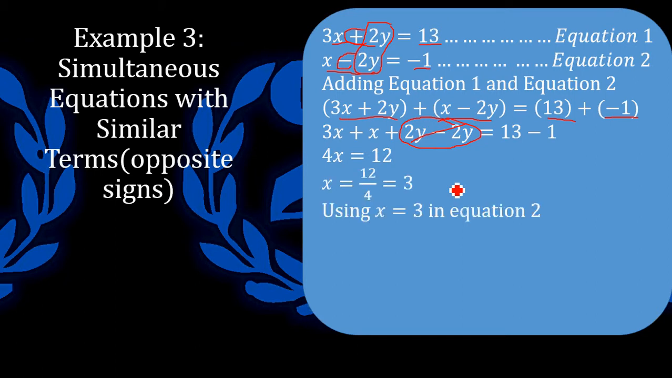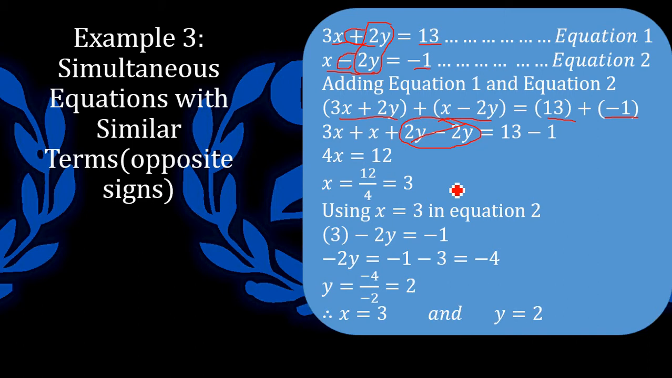Now I use this value of x equal to 3 in one of the equations. I'm choosing equation number 2, again because it has no coefficient to multiply by that x. I will end up with 3 minus 2y, and then I'll have minus 2y equal to negative 4, and y is equal to negative 4 over negative 2, which is equal to 2. And my solution therefore is x equal to 3 and y equal to 2.